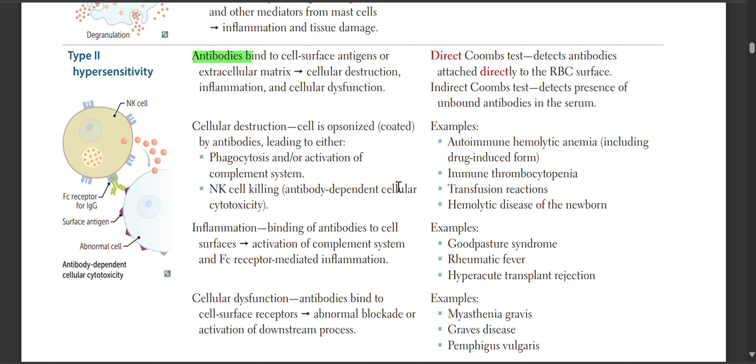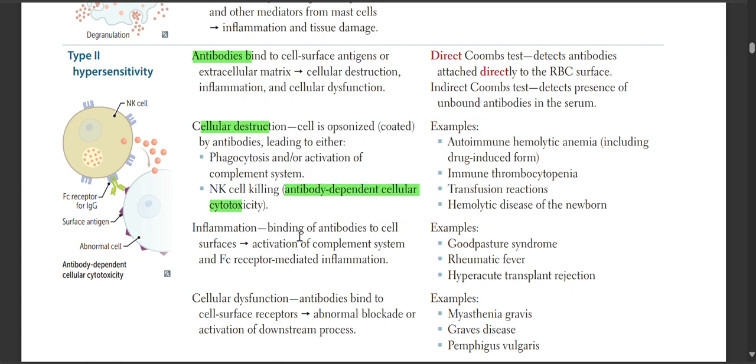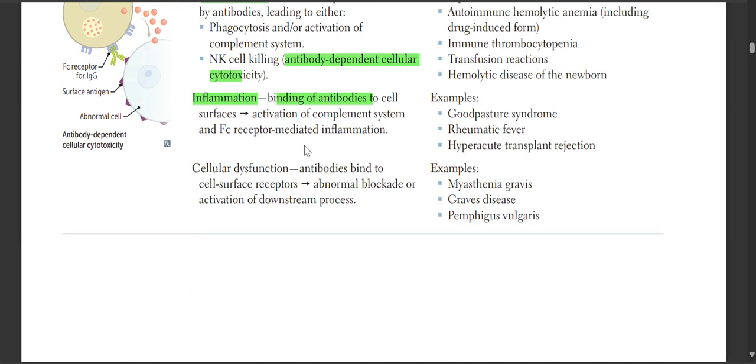So that is called cellular destruction. And if the NK cells are involved, that's called antibody dependent cellular cytotoxicity, because you need an antibody for this. We already said that binding of antibodies can cause inflammation. So if there are antibodies binding to a surface, you can see inflammation. And this is what we talked about when antibodies bind to an antigen which is actually a receptor.